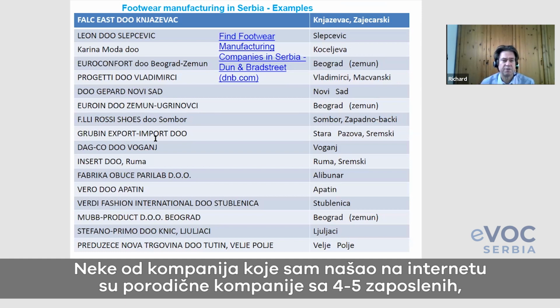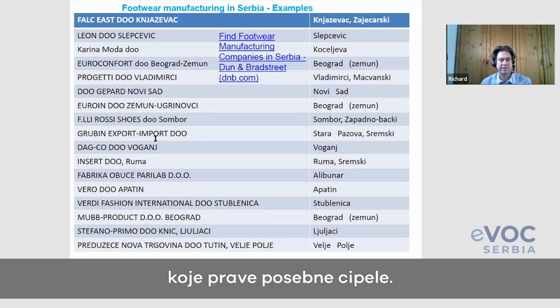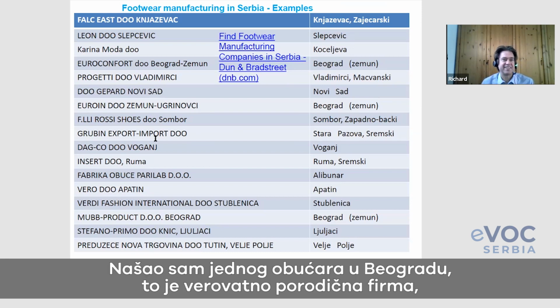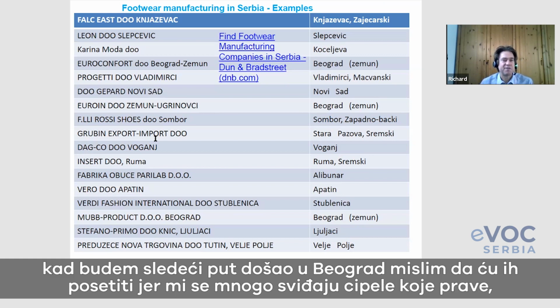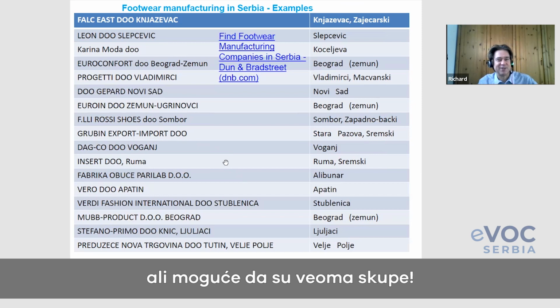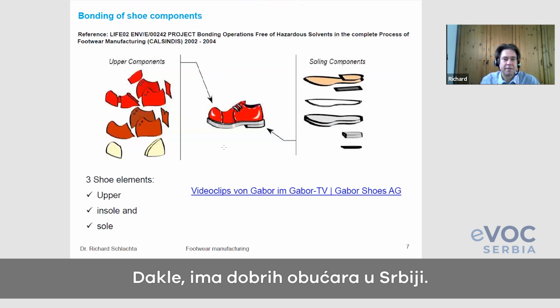Many of those companies I found on the internet, and some are really family companies where 4 or 5 people are working, and they make special shoes. I found one shoemaker in Belgrade that is probably family operated. So next time, if I go to Belgrade, I will probably visit this man, because I think he makes wonderful shoes. But of course, it will depend on the cost. It can be very expensive for me. So there are some nice shoemakers in Serbia.